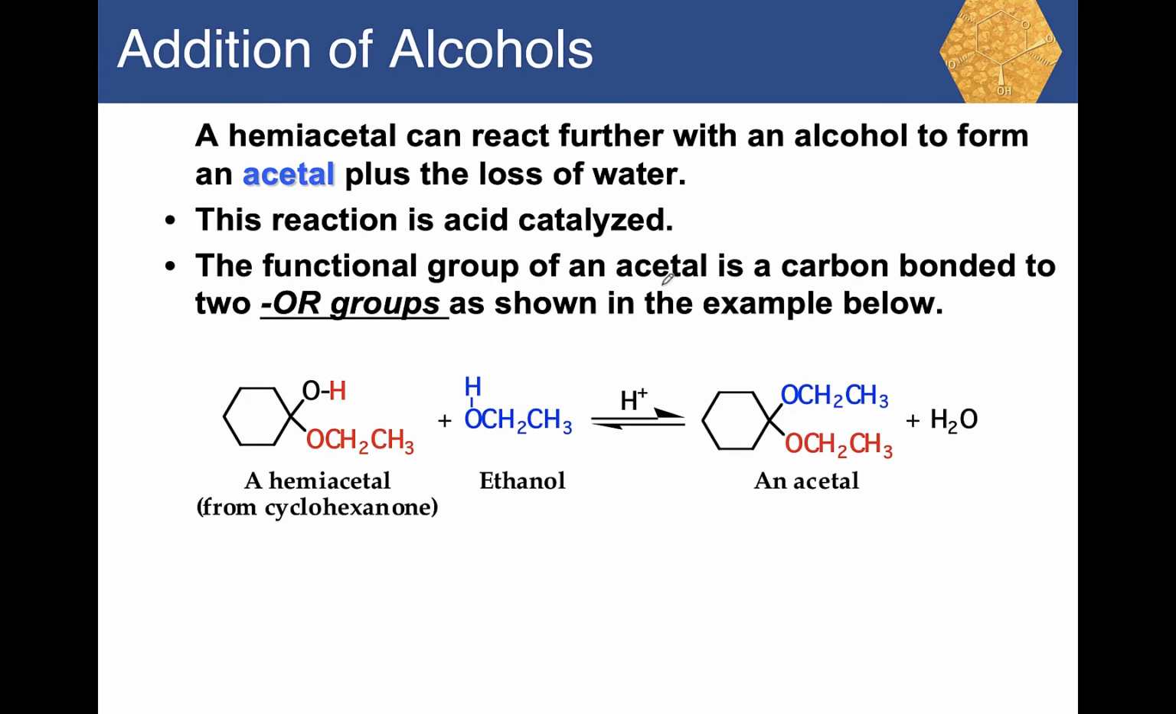Let us turn our attention to the addition of another mole of alcohol to a hemiacetal. Now what's formed is the acetal. So let's go into this a little more and look at this reaction, for example. This is a hemiacetal, and you recognize that because here is a carbon, here's the OR, and here's the OH. That comes from cyclohexanone. Just to refresh your memory, if you have cyclohexanone and you react this with CH3CH2OH, you will get this molecule, the hemiacetal.